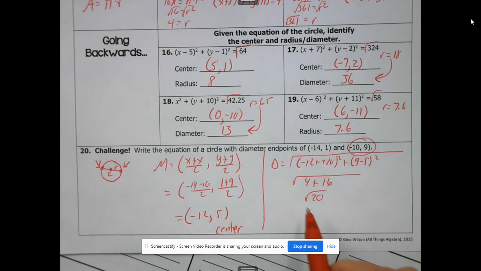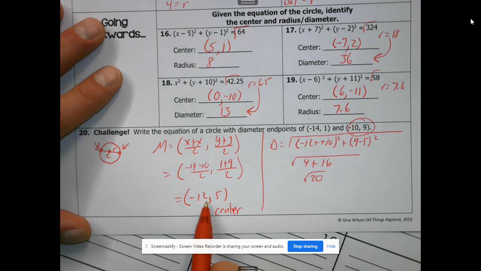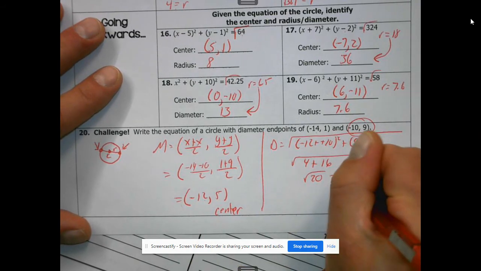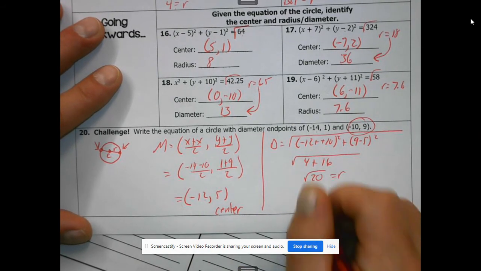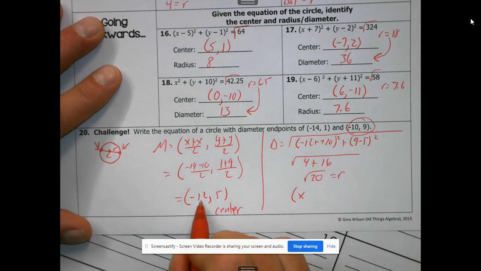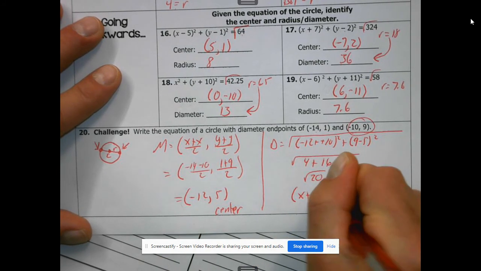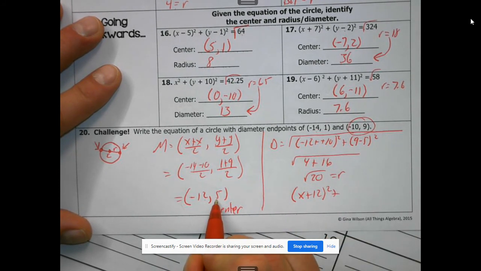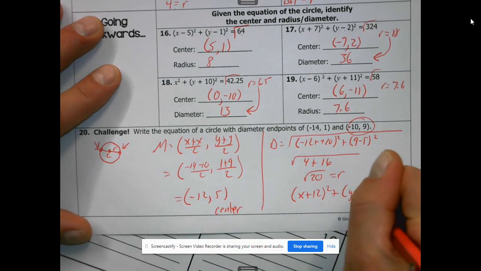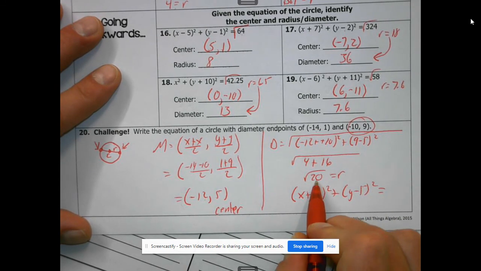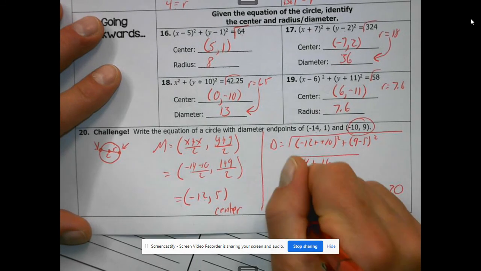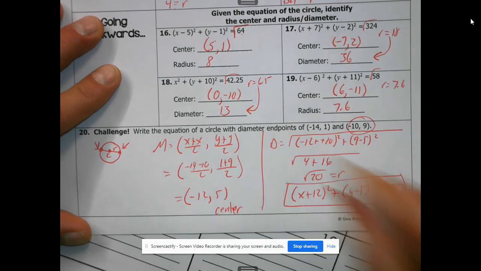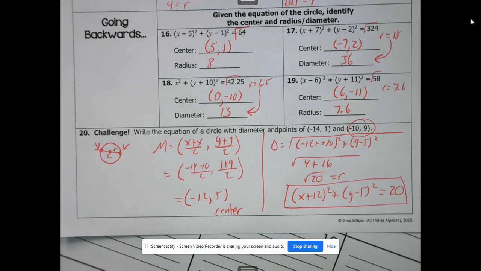Leave it at square root of 20 because when you plug it back in, they cancel out, right? So final answer. This is your center. This is your radius. Plug it into the equation. X plus 12 squared plus y minus 5 squared. Radius is square root of 20, right? So when I plug that in, the square and the square root cancel out. That is just 20. That is your challenge answer. That's it for equations of circles.